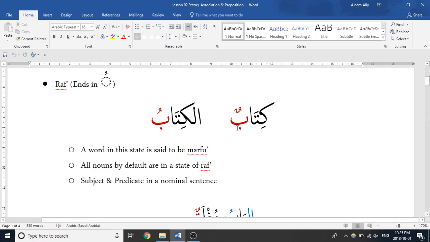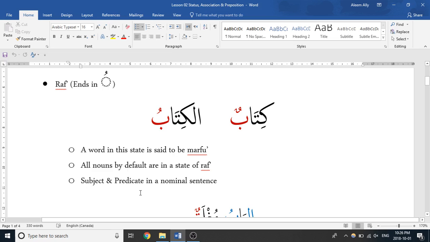A word that's in rafa is usually in a nominal sentence. In Arabic, there are 2 types of sentences: a nominal sentence and a verbal sentence. A nominal sentence begins with a noun, and a verbal sentence begins with a verb. So, he ran to the market would be a verbal sentence because it begins with he ran. While a nominal sentence would be the car is driving away because it begins with the car, which is a noun.